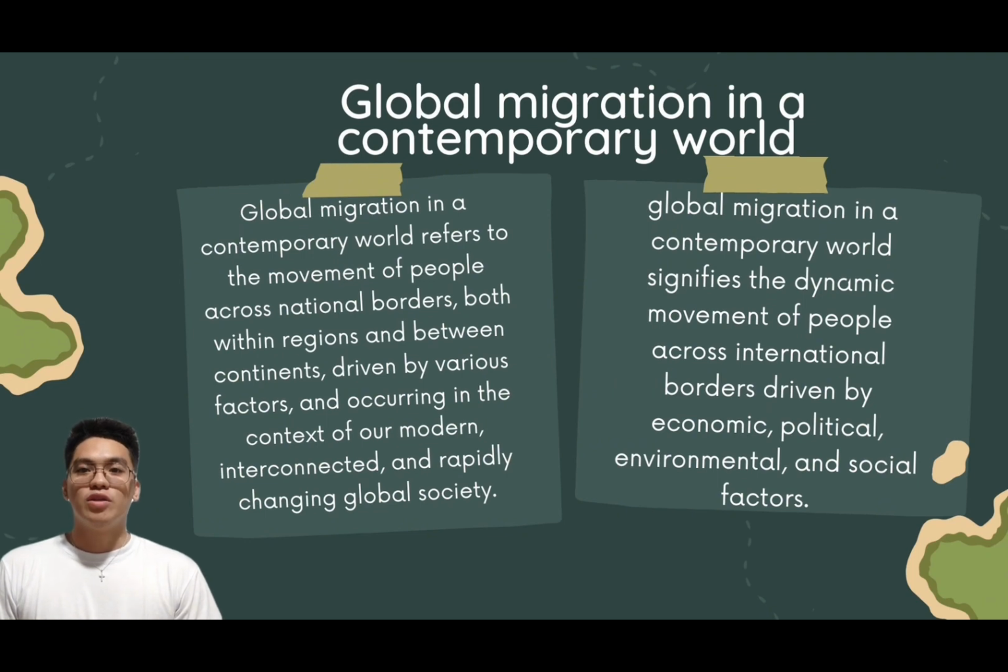Global migration in the contemporary world refers to the movement of people across national borders, both within regions and between continents, driven by various factors and occurring in the context of our modern, interconnected, and rapidly changing global society. This phenomenon is characterized by its diversity, complexity, and profound impact on the countries of origin and destination.